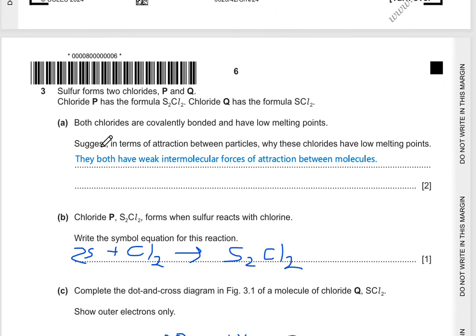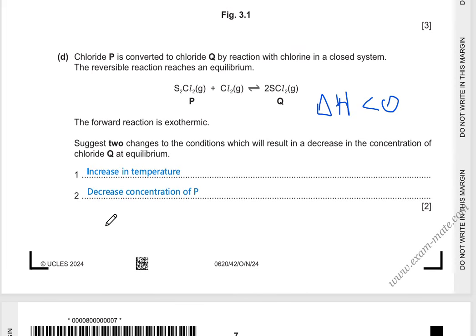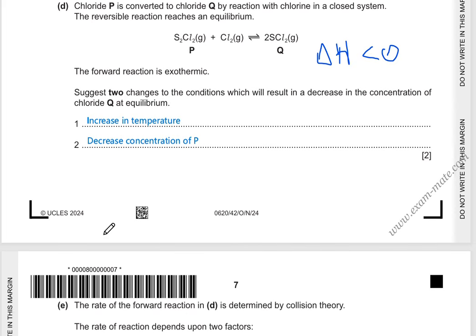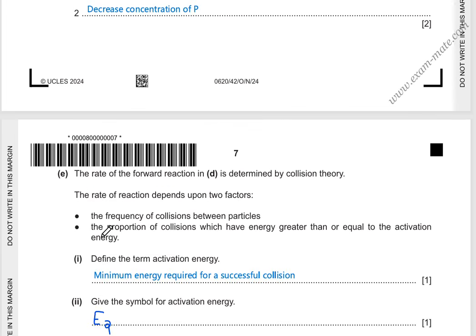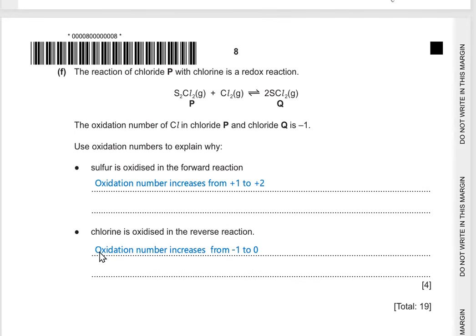And also this tricky question that says suggest in terms of attractions between particles why these chlorides have low melting points. So you have to say this. They both have weak intermolecular forces of attraction between molecules, and weak also. It's honestly fairly simple. There's just a few tricky questions and few questions.